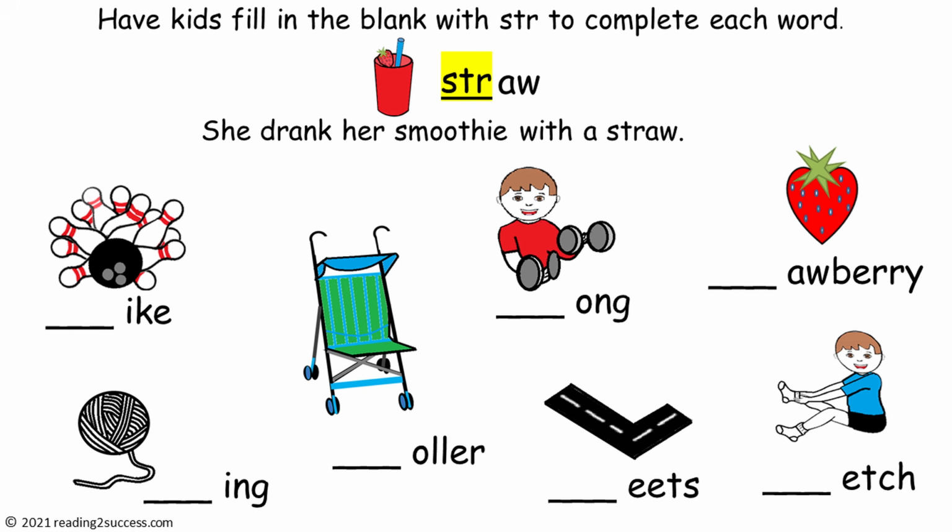The first one is a strike. Below that is string. Then we see a stroller, and then a boy who is strong. Then we have streets, a strawberry, and our last one is a boy who has to stretch. And this is a completed example.